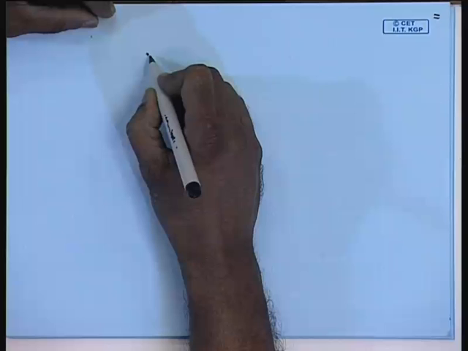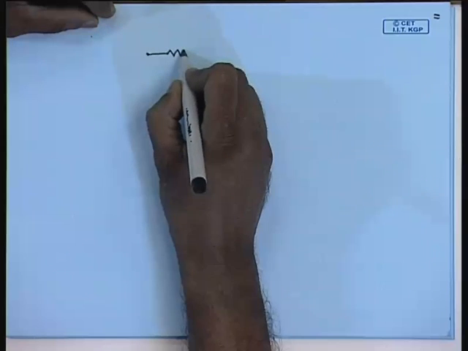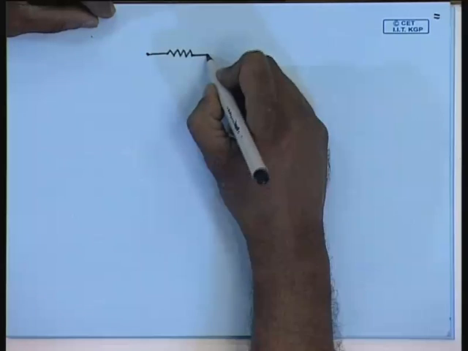In the last lecture, we have seen how to obtain the parameters of the approximate equivalent circuit of a single phase transformer. The approximate equivalent circuit looks like this.